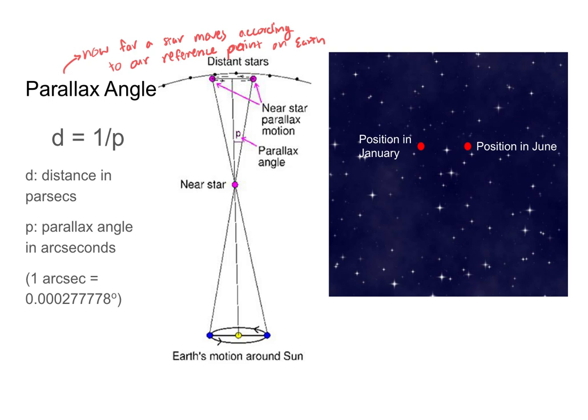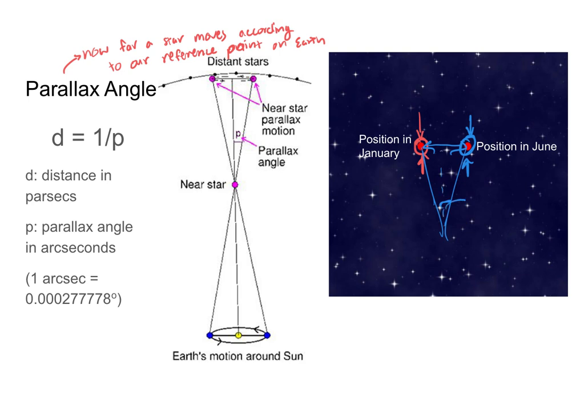So say I want to find the parallax angle for this red star right here. If I take my measurement of its location relative to all of the background stars, so that's every other star in this picture, in January, and then 6 months later I come back in June and take the same picture of that star against the background, I can see that that star has moved some distance across the sky.